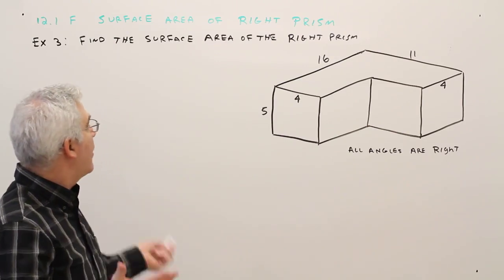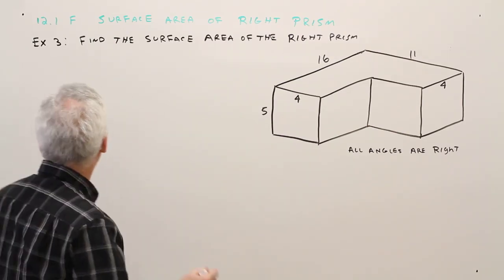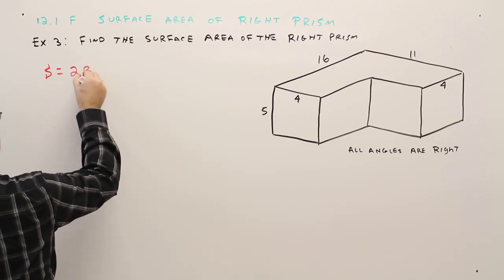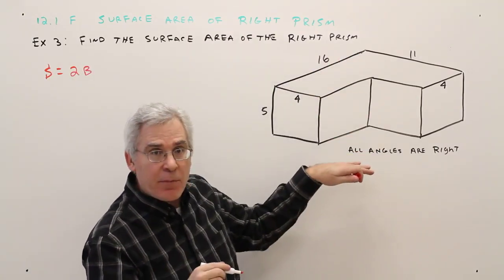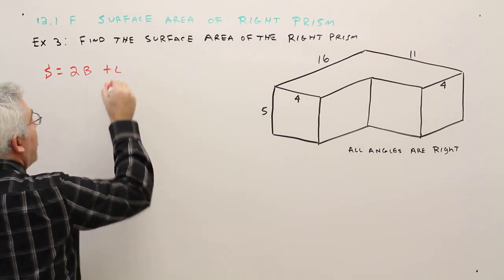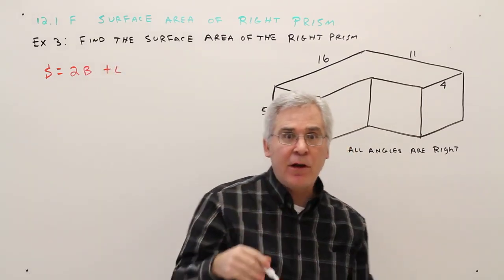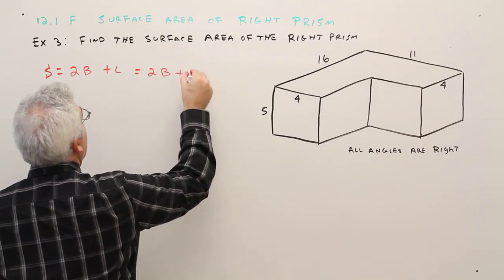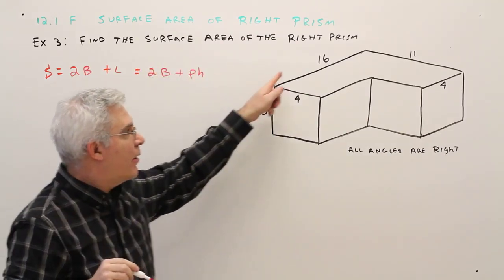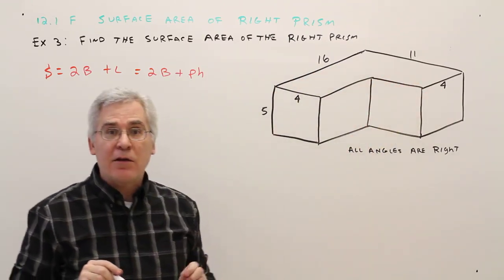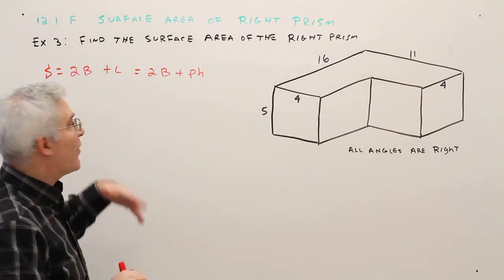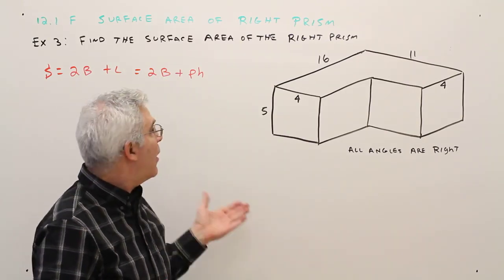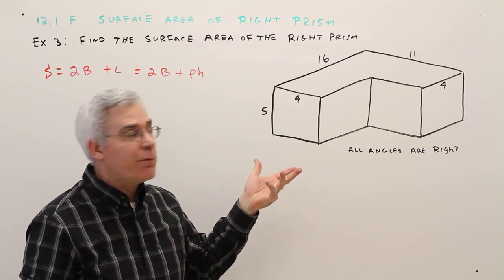All right, again, we've got a right prism, so the total surface area will be two bases, top base, bottom base, plus the lateral going around. And again, a shortcut would be equals 2B plus the perimeter of the base times the height of the solid. All right, so once again, find the area of the base, find the perimeter, find the height. I'll start with the perimeter and the height first.